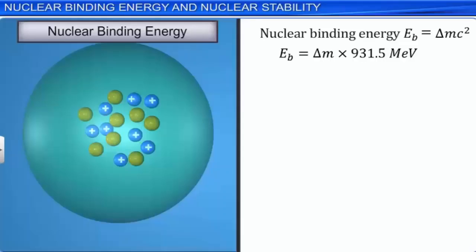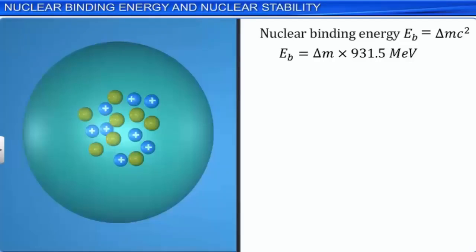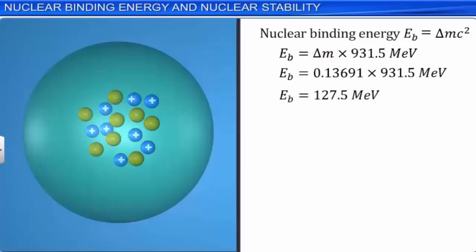For the oxygen nucleus, substituting the values of mass defect ΔM equal to 0.13691 AMU and simplifying, we get EB is equal to 127.5 MeV. The value of EB can be obtained in Joule if we take ΔM in kilogram.